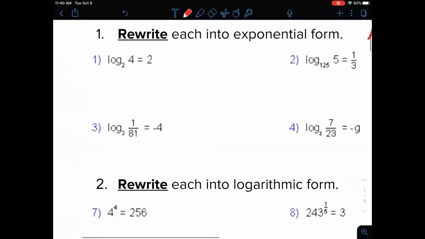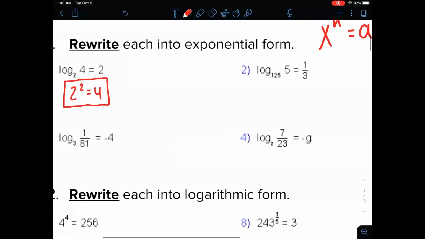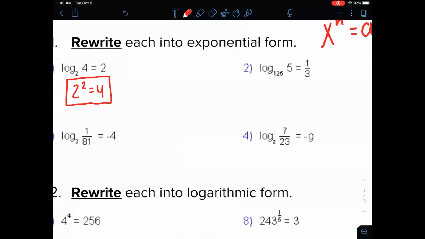So if we look down here, a little zoomed in, I have log base 2 of 4 is equal to 2. What this is essentially saying here is 2 to the power of 2 is equal to 4. Apologies, let me change the pen. So 2 to the power of 2 is equal to 4. I'm asking for it in exponential form. So this here is in that exponential form, x to the n equals a form, so I am done.